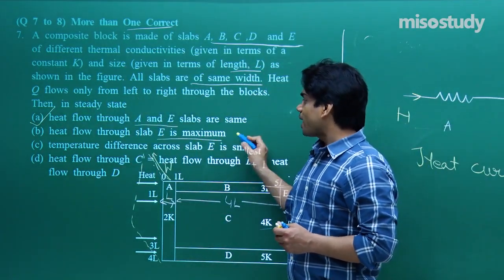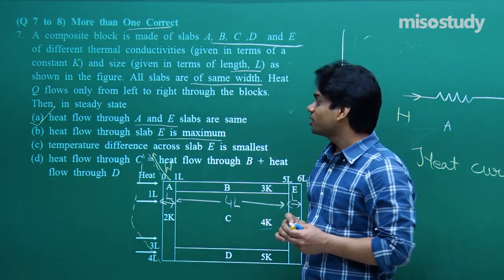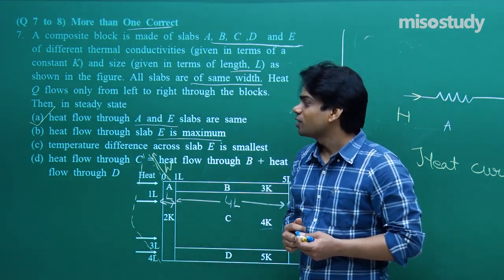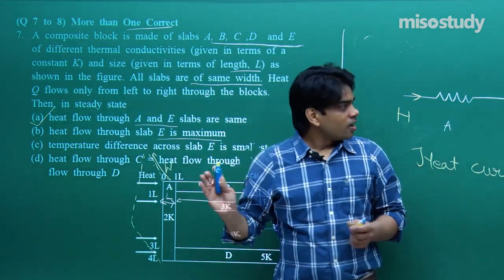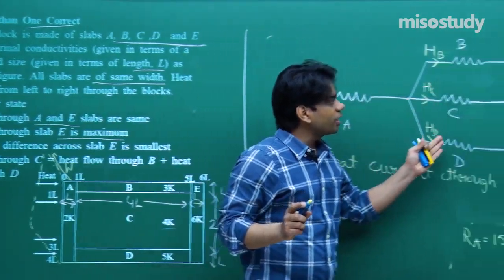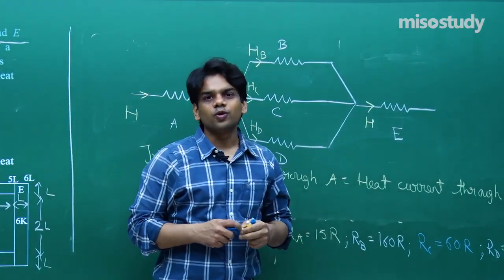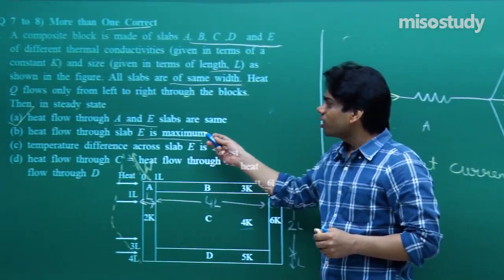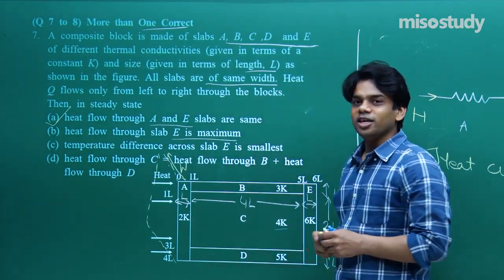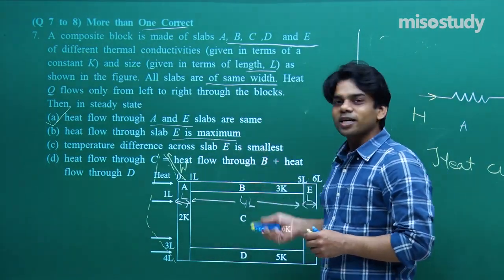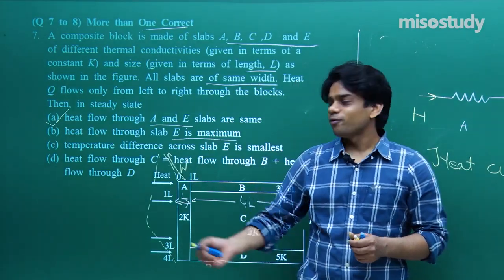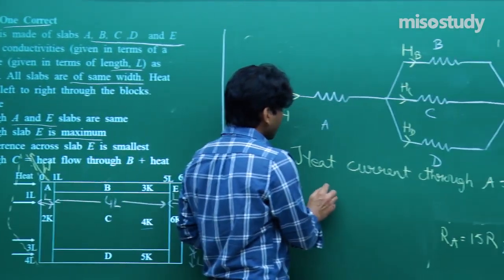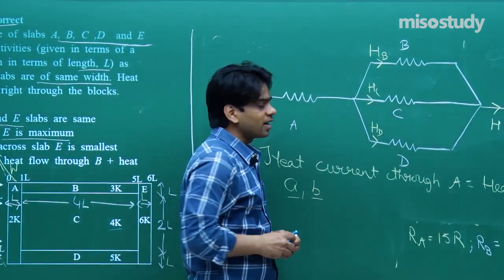Second, heat flow through slab is maximum. Now again to comment on this, let us see how much it is. Since heat flow is H here, it's distributed into the three branches, so automatically heat flow through slab E will be maximum, because that is what is flowing through the A and E part. The rate of heat flow entering and the same exiting will be maximum. So option B is also correct. So A and B we are finding are correct.